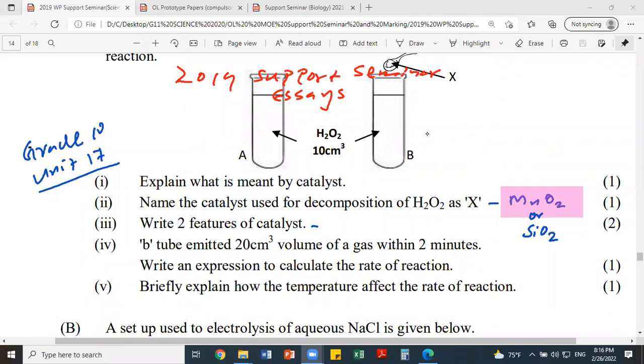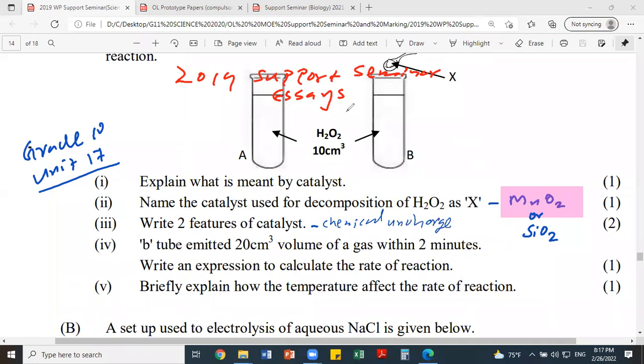Okay, I'll ask, what are the characteristics of a catalyst? Yes, Manit? They are chemically inert. Very good, very good. Chemically inert, not used in the reaction. That means chemically not used up during the reaction, chemically unchanged during the reaction.